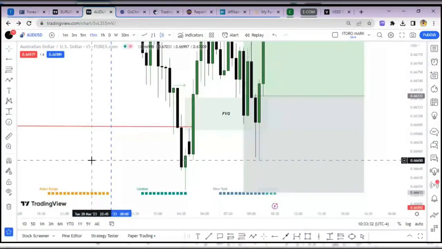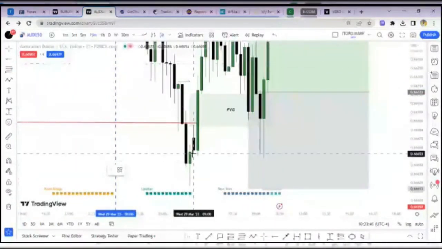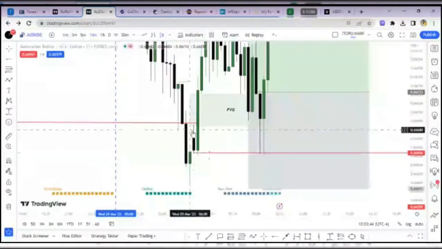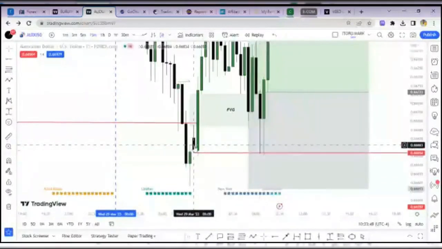And another hack that I want to show you guys, remember, the logic is to always place your SL on the first candle that formed the fair value gap. This is the first candle, second candle, and the third candle. But see what happened here. Price literally wicked through that candle.